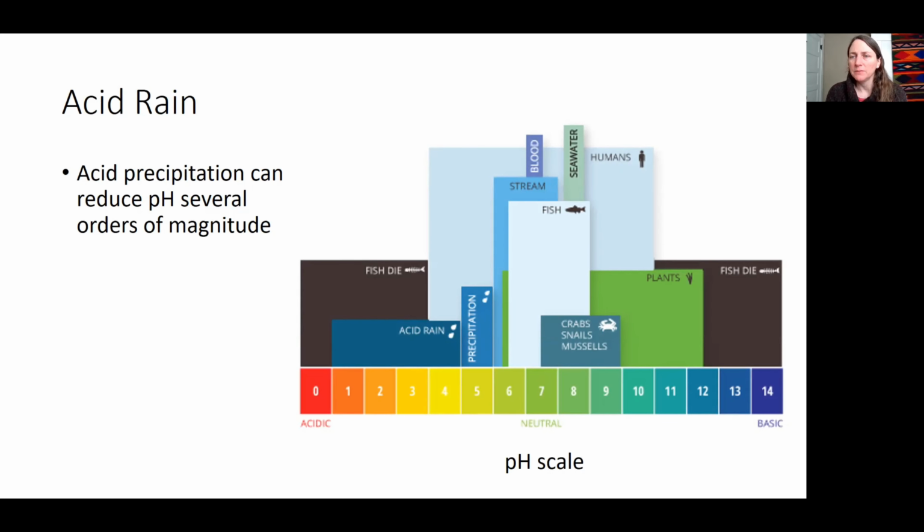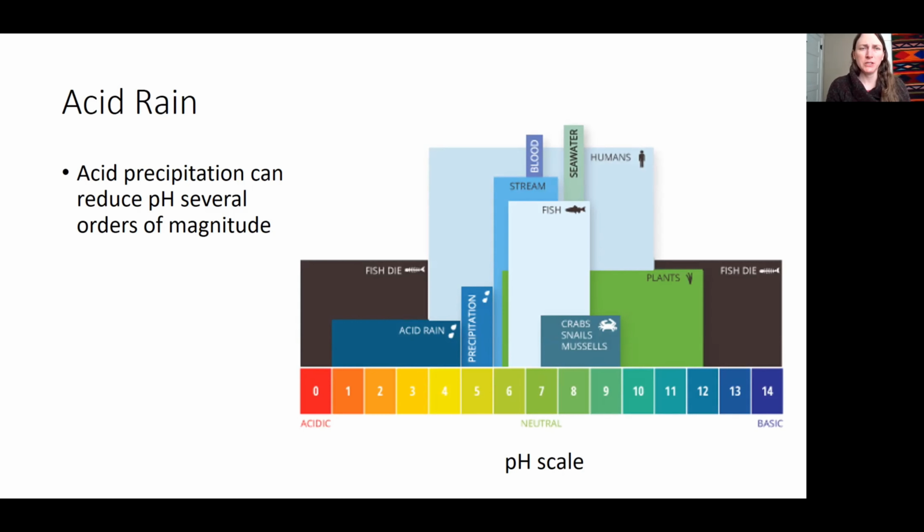And crabs, snails, and mussels like more basic waters. They like, again, those softer waters that have more calcium and magnesium. Plants too can handle just below 7 all the way up to 12. And again, fish will die in really basic waters.